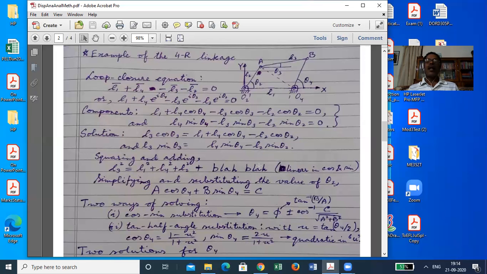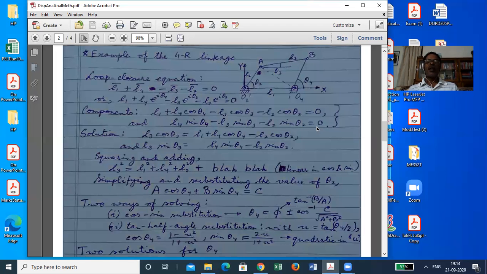Okay. The point to note is that this equation will be linear in cos theta 4 and sin theta 4. We don't mind theta 2 appearing in any way because theta 2 is known. So in cos theta 4 and sin theta 4, it will be linear. So finally, you will be able to organize the equation in this form: something into cos theta 4 plus something into sin theta 4 equal to some number. That is this minus this minus this minus this. Okay. So you get it like this.